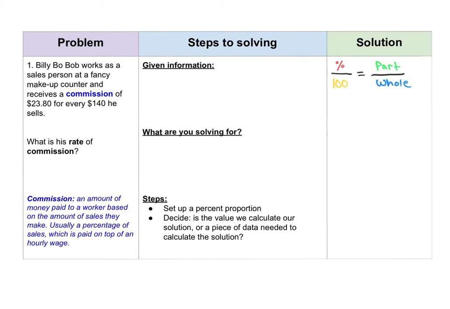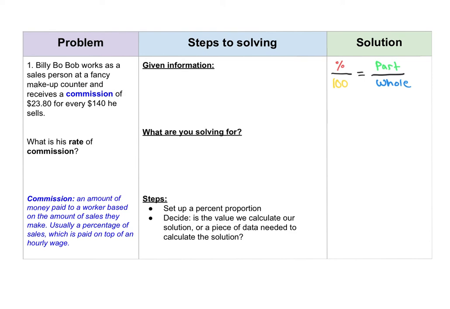So here's where this word commission comes into play. There are many kinds of jobs where you earn this thing called a commission. It is basically a certain amount of money that you get paid for every sale you make, and typically it's a percentage of that sale. It is paid to you on top of your salary or your hourly wage. So it is extra money you get.